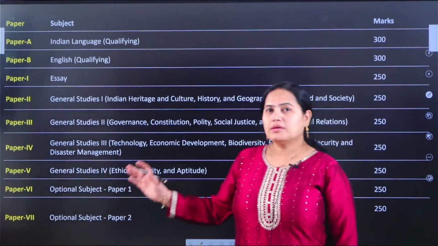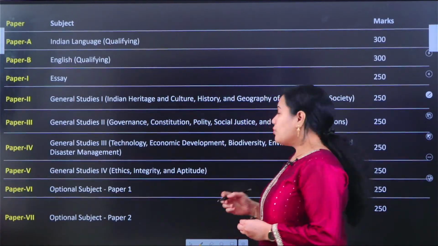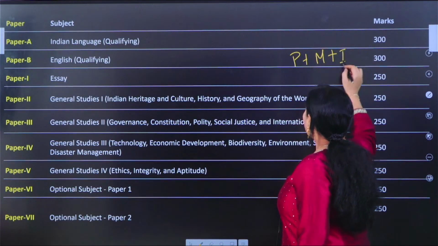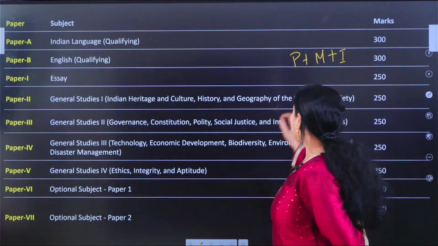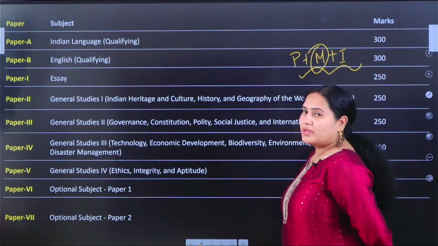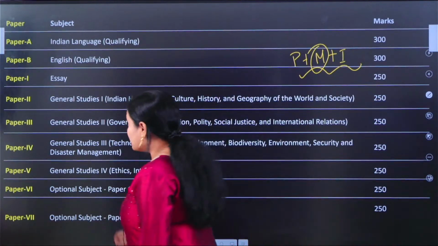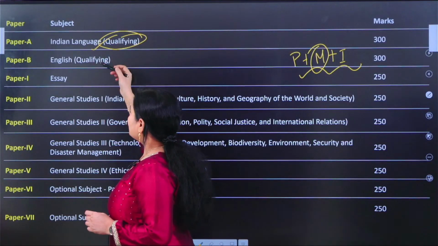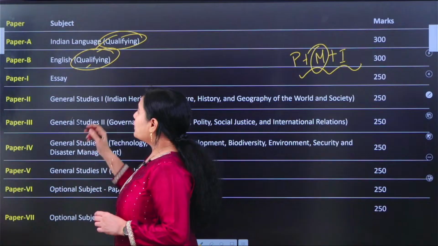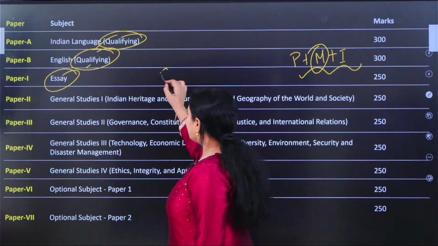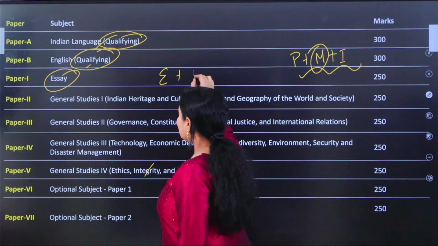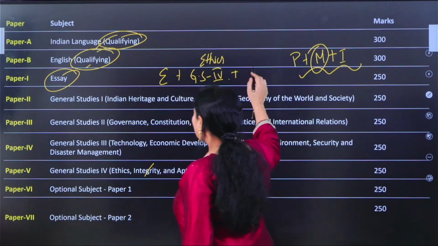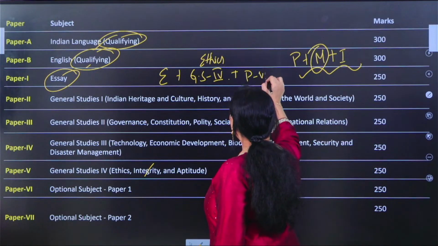If you look carefully, this is the scheme of our exam. The scheme of the exam is prelims, followed by mains, and finally the interview. Anthropology comes under mains. If someone has cleared prelims, first they have to write the Indian language paper, which is qualifying, and then in paper B it is English, once again qualifying. Paper 1 is essay. Then paper 5 is general studies 4, that is ethics, integrity and aptitude, and then paper 6 and paper 7.